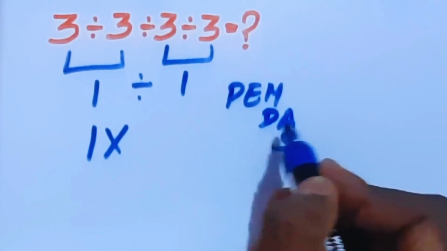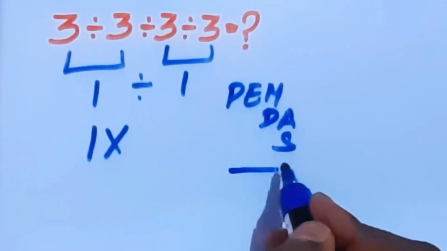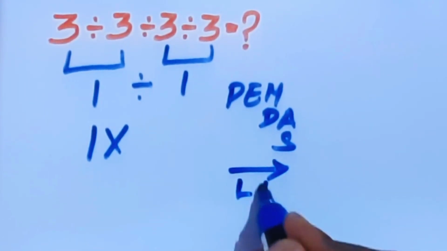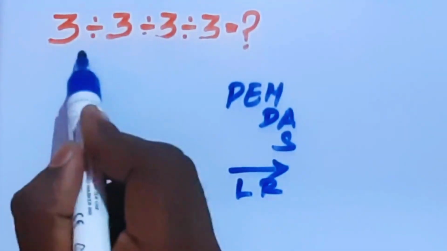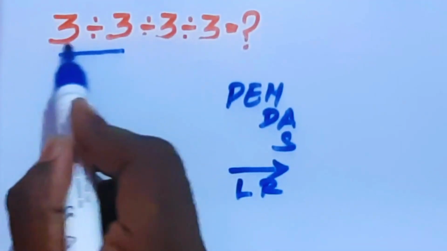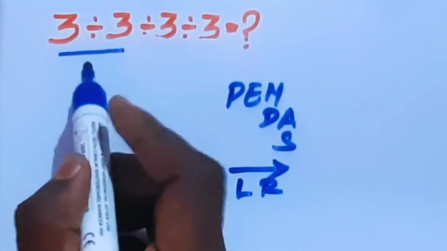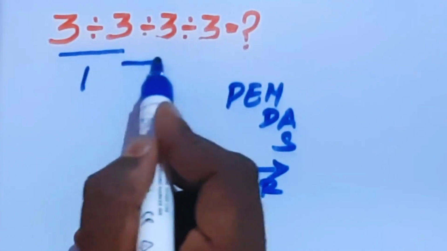multiplication and division are equal priority, and addition and subtraction are equal priority. We have to do this left to right rule. Here all are divisions, so we have to follow the left to right rule. So 3 divided by 3 first we have to do. So here 1.